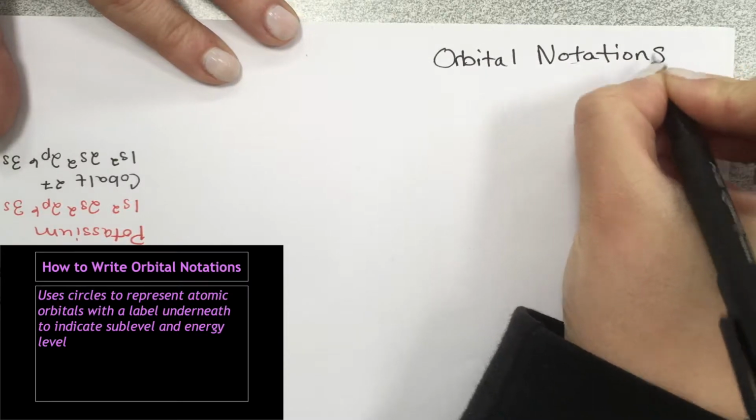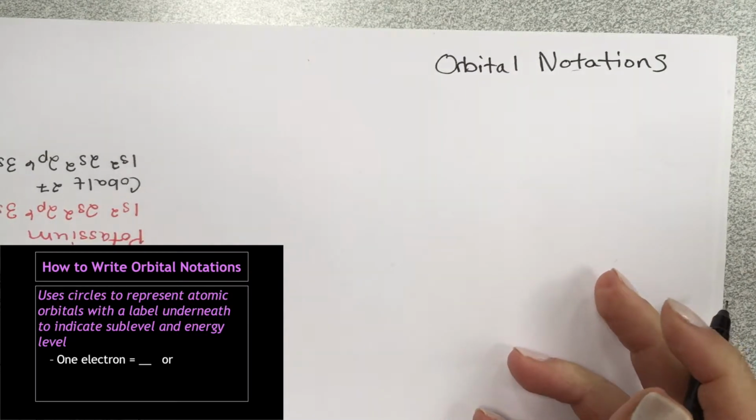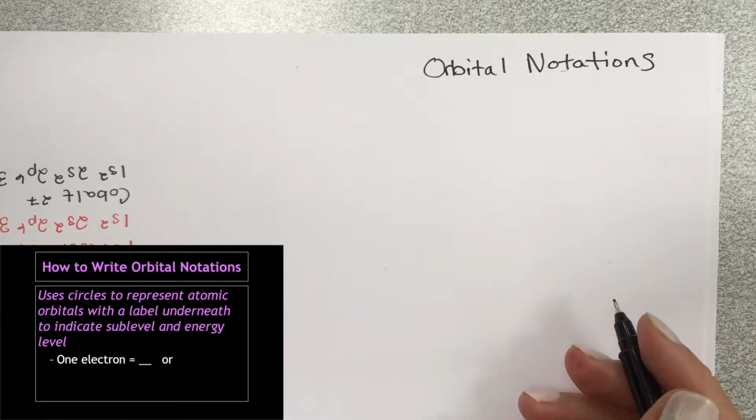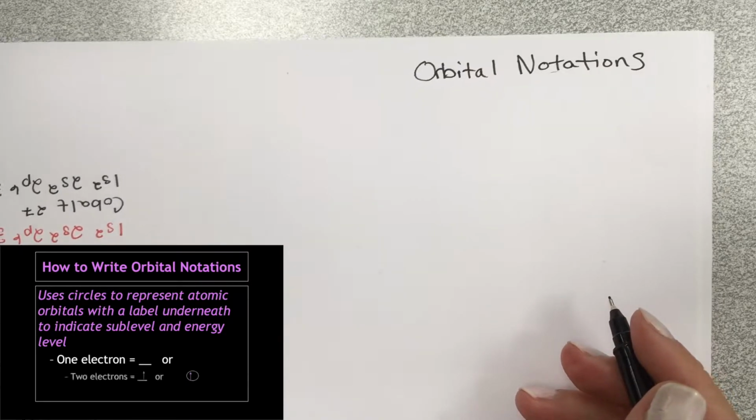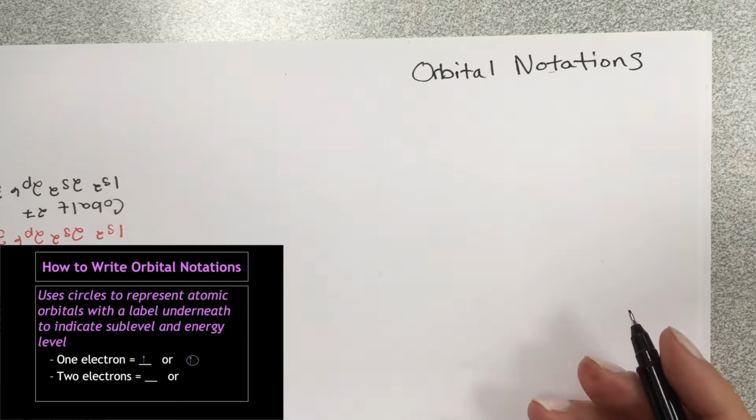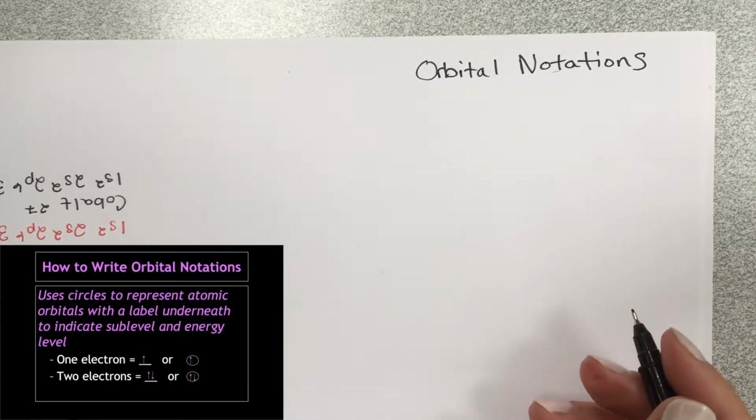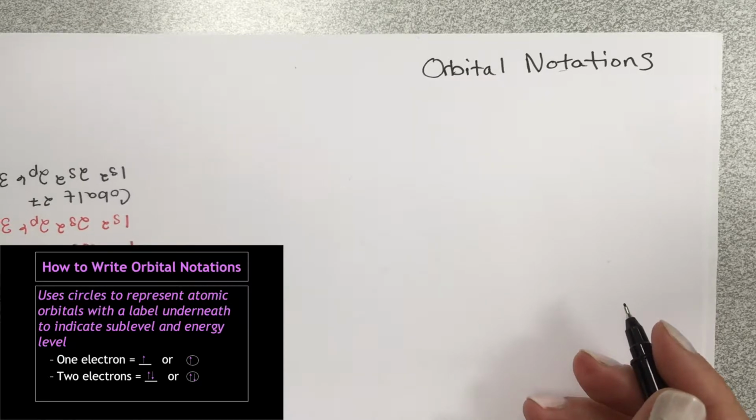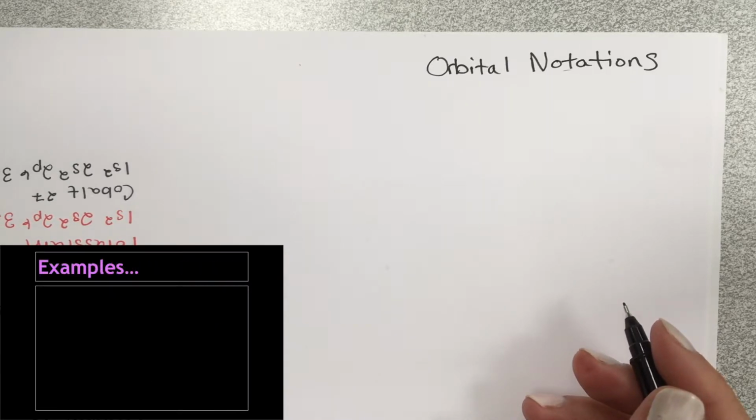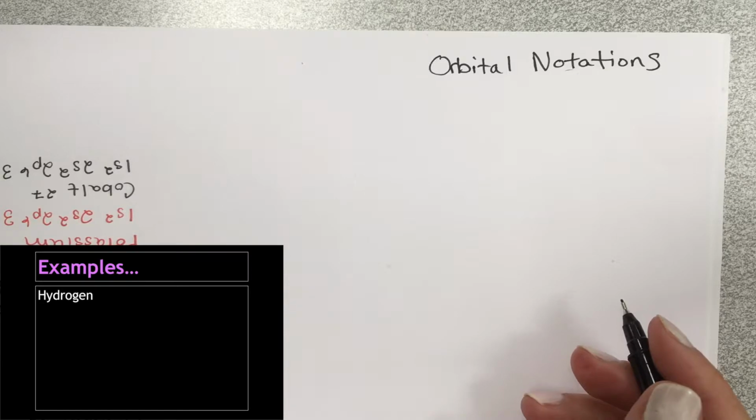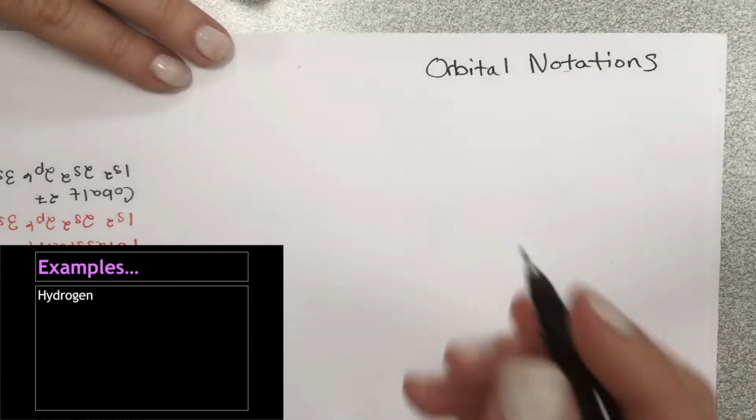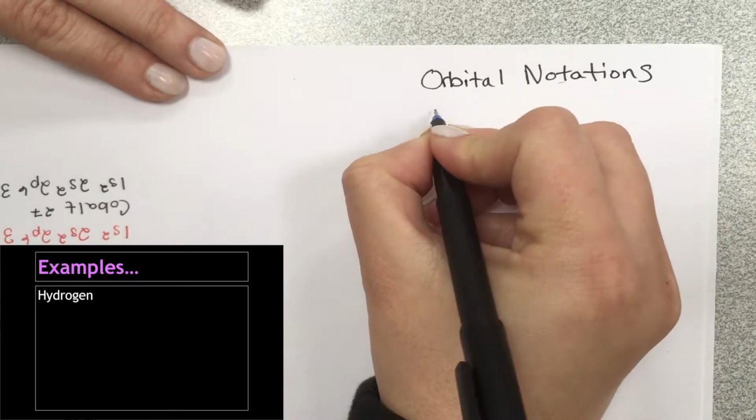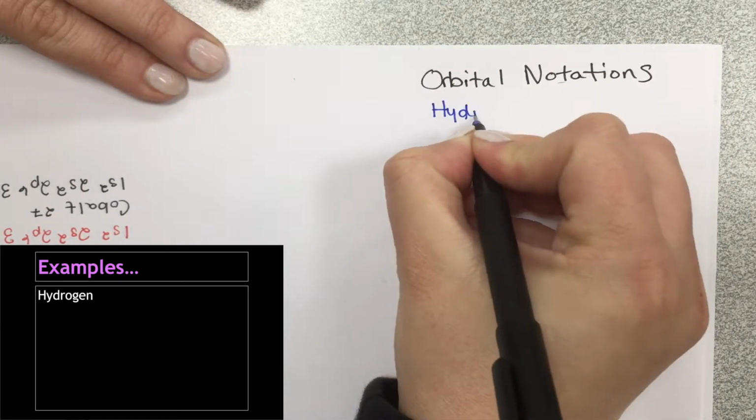So for orbital notations, we're just using circles to represent atomic orbitals, and electrons will be represented by arrows. If there's one electron, you have one arrow in the circle. If there's two electrons, you have two, and we always start with the arrow pointing up first. So for example, we'll start with hydrogen again.